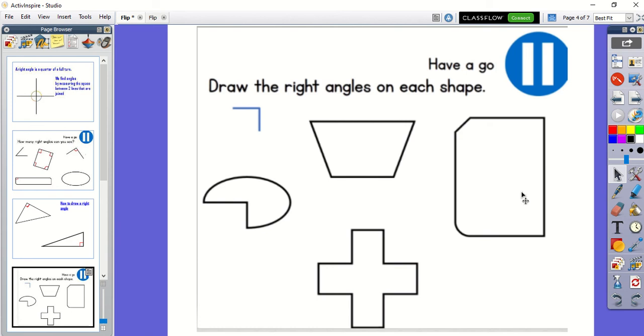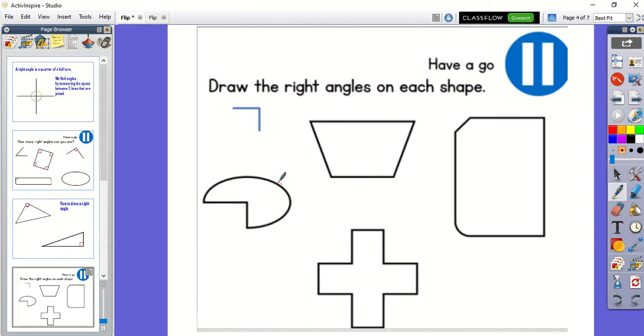And welcome back if you've had a go. So, let's start off with this shape here. Can I draw any squares? Can I draw any right angles? No, I can't. So that shape has no right angles.